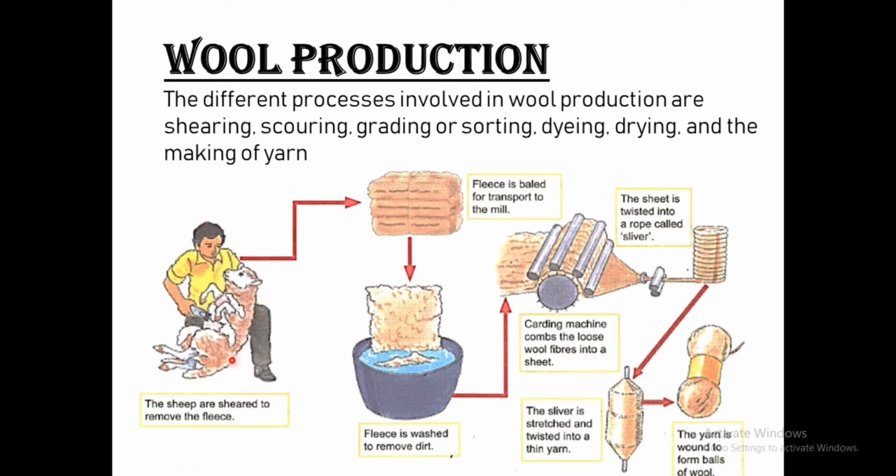Now after the process of shearing, it is washed. The fleece is washed properly to remove the dirt. Scouring is this process. The next process is grading or sorting. From this name itself you will understand the meaning of sorting. The wool, based upon its length, its texture and its quality, is sorted into different varieties.